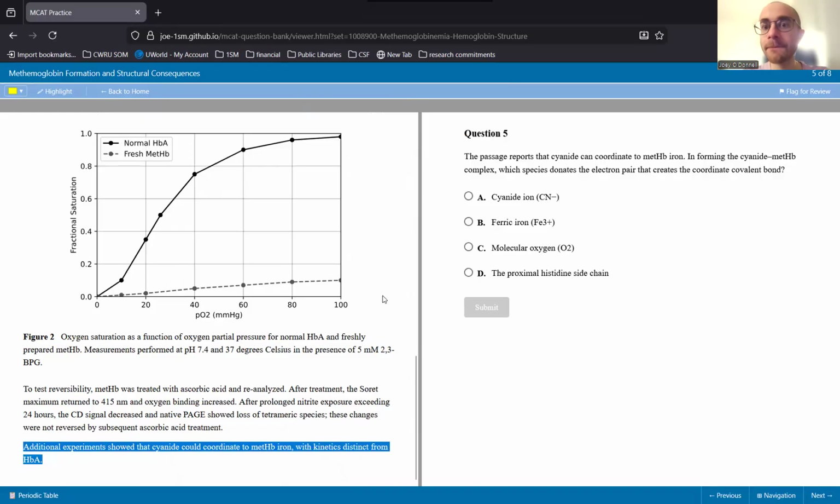We don't really get any information here. In forming the cyanide methemoglobin complex, which species donates the electron pair that creates the coordinate covalent bond? Oh, we talked about this, right?